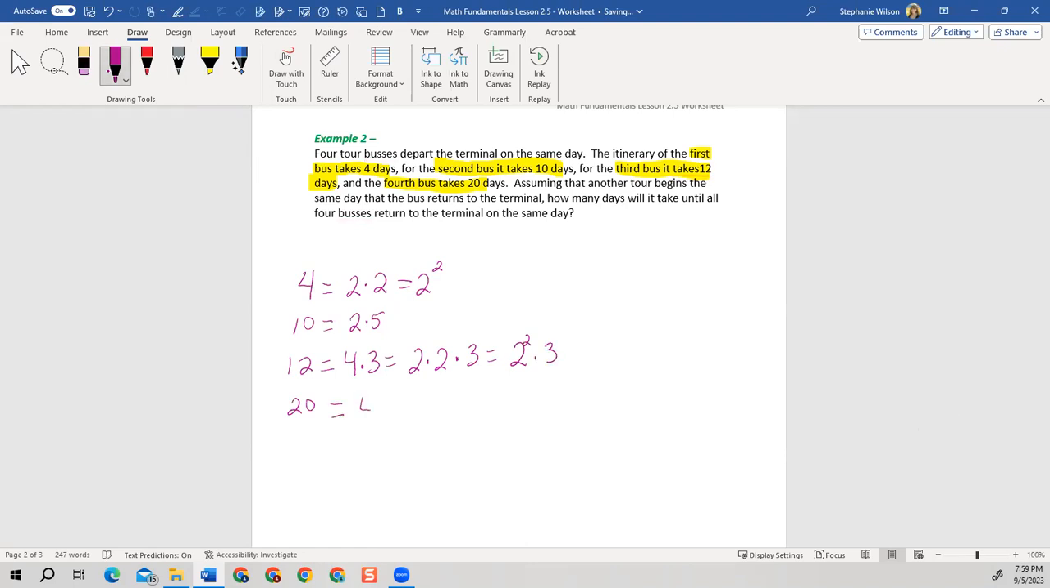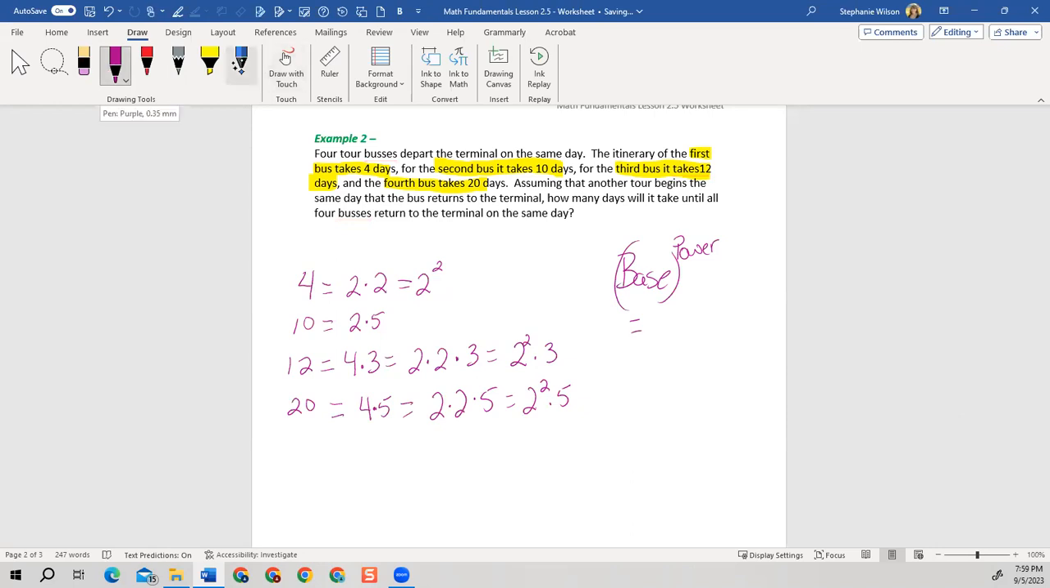Now 20 is 4 times 5, or you could say 2 times 10. And let's break 4 down again. And we get the 2 squared times 5. So now what I'm going to do is take each base, and the base is whatever's been raised to the power. And some of these are raised to the first power, and we just don't write it on there. I'm going to take and list each base once.